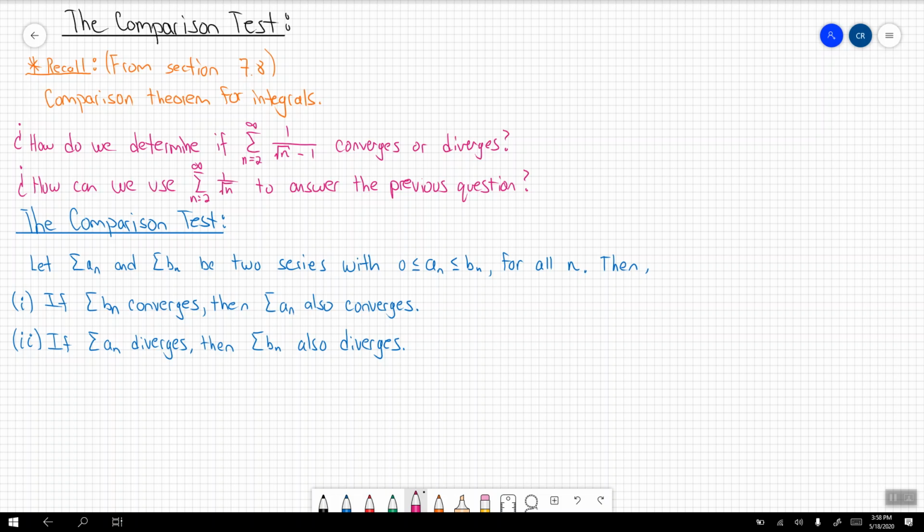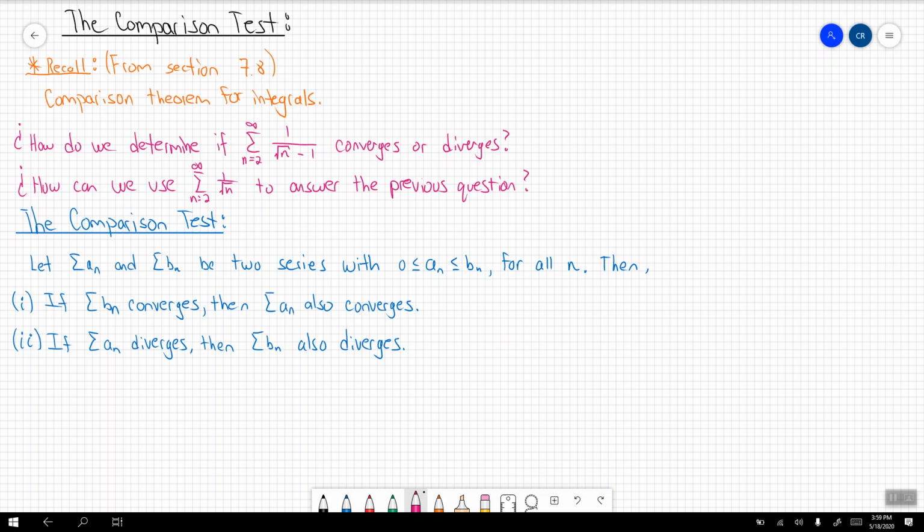Now, on the screen here I want you all to recall from section 7.8, when we were dealing with improper integrals, that we discussed this comparison theorem for integrals. In that comparison, we were able to define a curve that was going to squeeze from either above or below for this integral that we were observing. So we were either looking to bound it from above or bound it from below, depending on whether it converged or diverged. We want to build upon that.